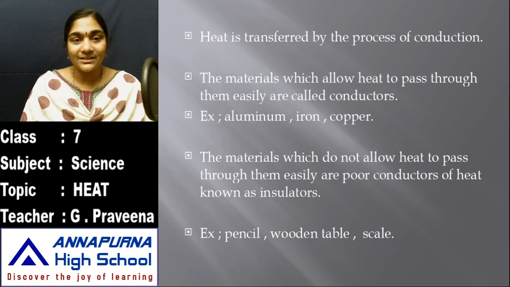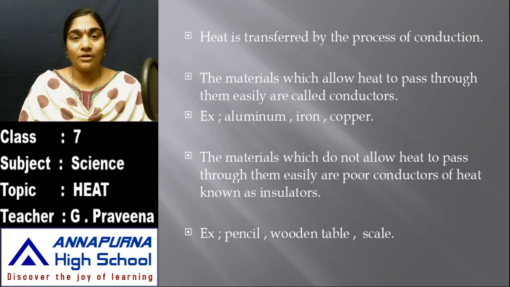Those materials which allow the heat to pass through them easily are called conductors. The most familiar examples are aluminium, iron and copper. These metals allow the heat to pass through them, so they are called conductors. Whereas there are a few other materials which do not allow the heat to pass through them easily, called poor conductors of heat. Those objects are known as insulators, and examples of insulators are pencil, wooden table and scale.